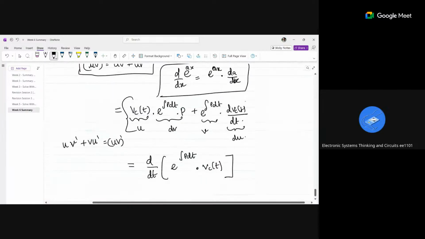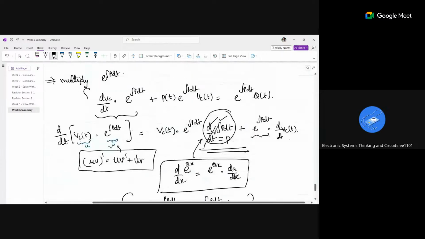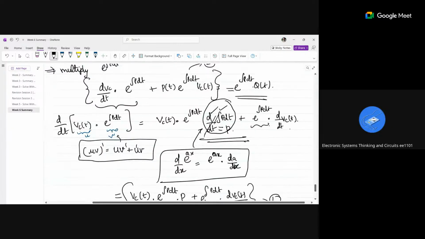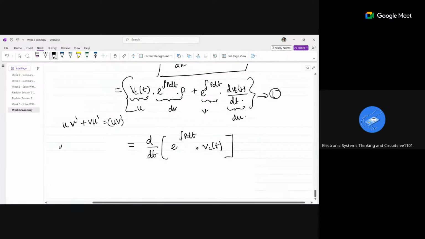So this equation, that is 1, and this where we started off are the same, right? So dV by dt, equal to this value, I will equate with this value: Q of t e power integral p dt.